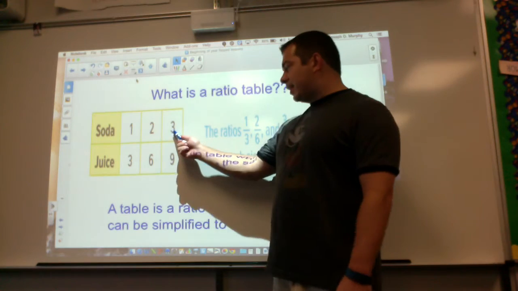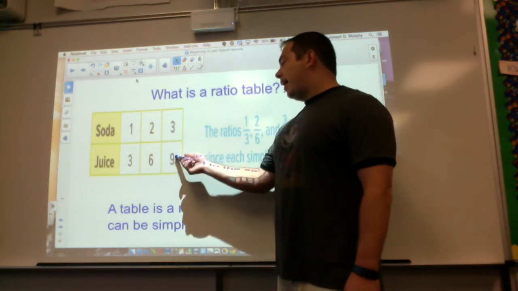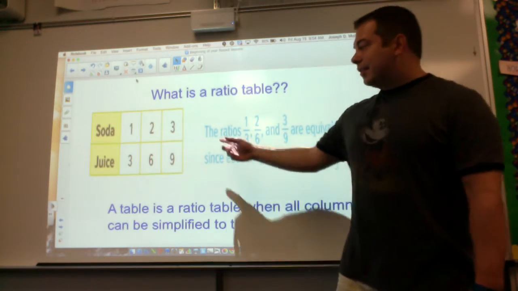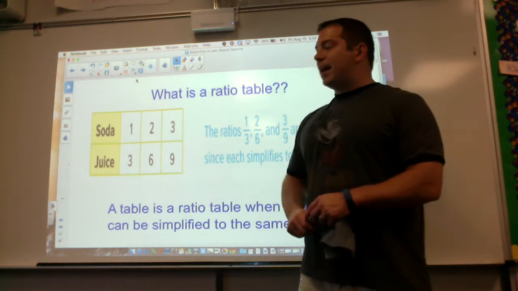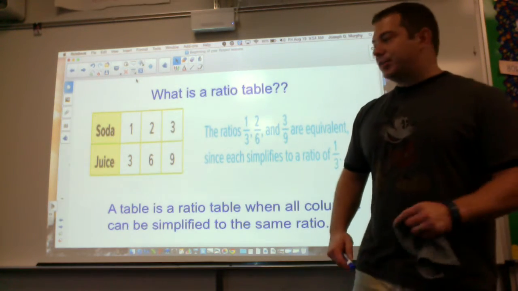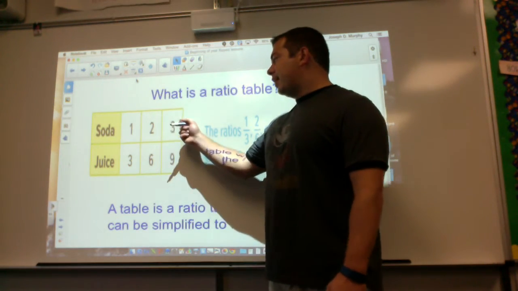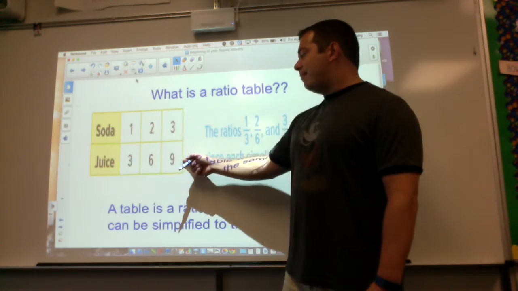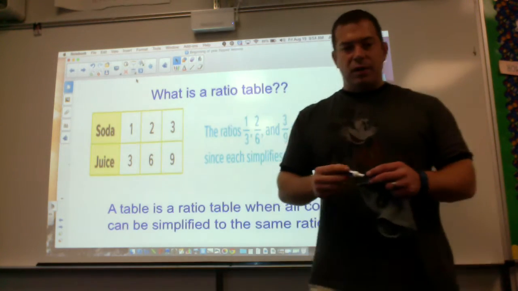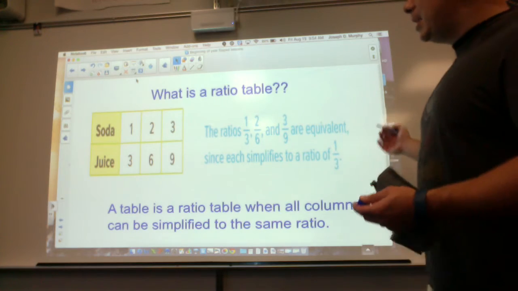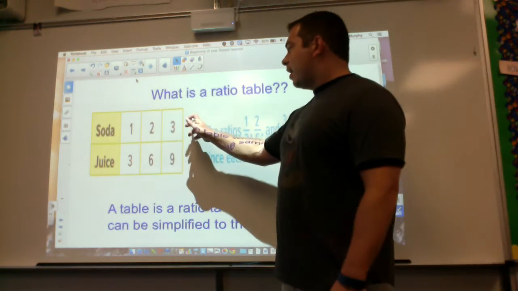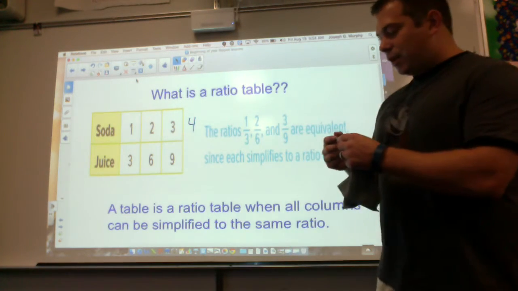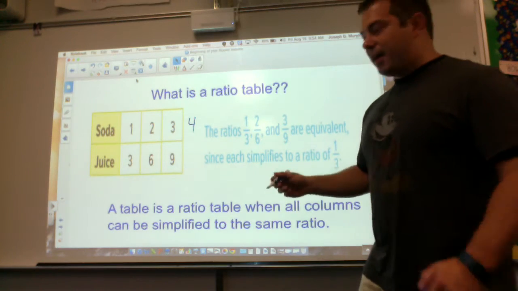If I have 3 bottles of soda, I'll have 9 bottles of juice. That can be reduced down to a 1 to 3 ratio. Divide 3 by 3 and you get 1. Divide 9 by 3 and you get 3. So a ratio table, if I were to continue this table, if I were to have 4 bottles of soda, how many bottles of juice would I have?